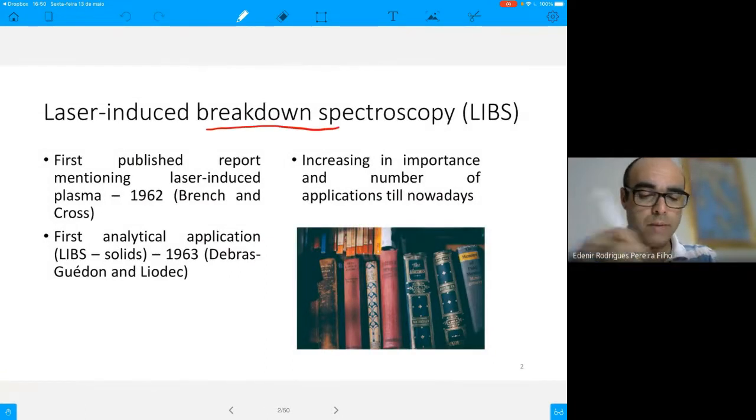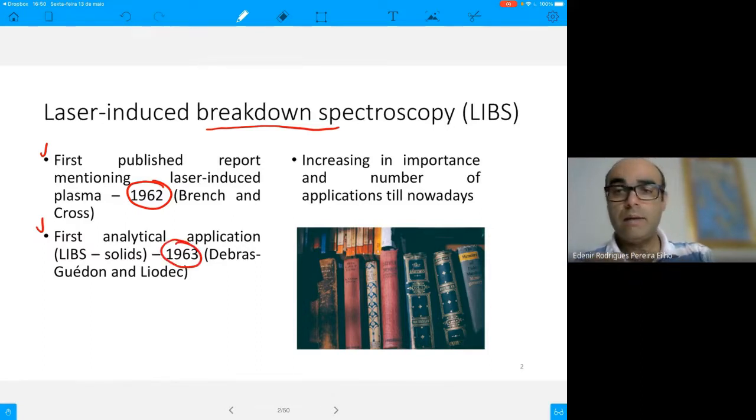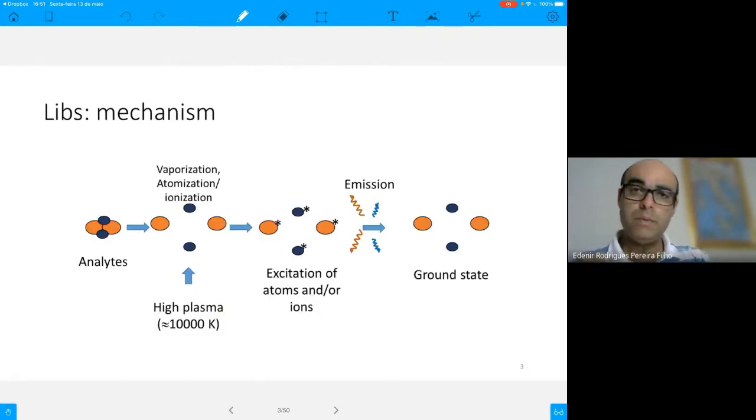Laser-Induced Breakdown Spectroscopy. The first publication about LIBS was in 1960 by Branch and Cross, and the first analytical application was published in 1963. And nowadays, the importance and the number of applications using LIBS in several fields like industry is increasing. But how does LIBS work?